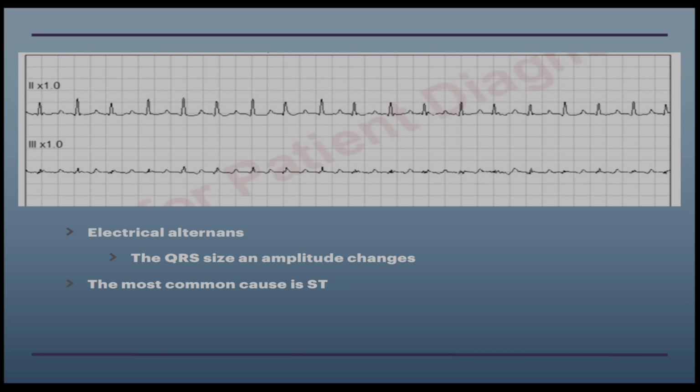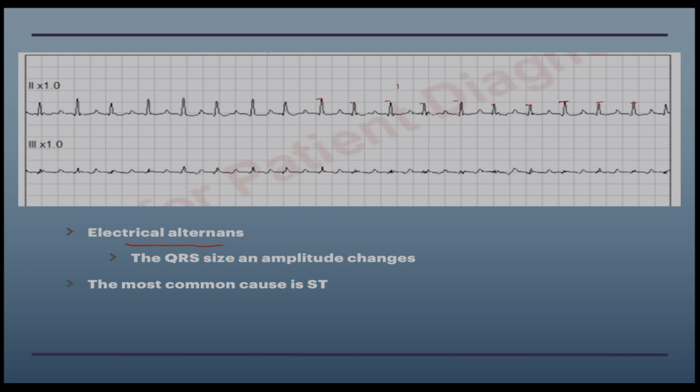Now, something that you commonly see in sinus tachycardia and other tachycardic rhythms is called electrical alternans. If you look really close at the QRS complexes, you can see that they are alternating in height from beat to beat, right? So that alternating of QRS amplitude is called electrical alternans.